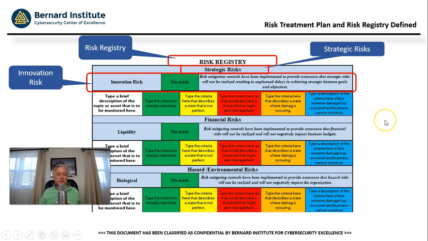So risks can be plus, they can be positive, or they can be negative. So a lot of times when we deal with the risk treatment plan, we're dealing with some kind of negative risk, right? Because there's some kind of exposure that we're trying to close or mitigate or eradicate even. However, on the risk registry, these risks never go away.